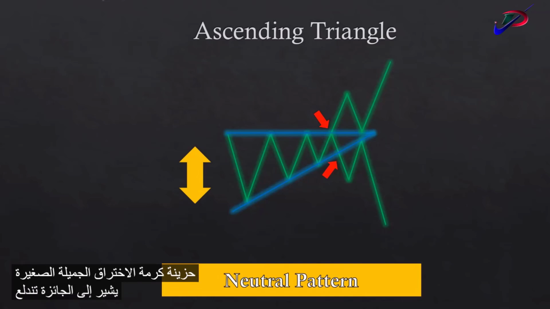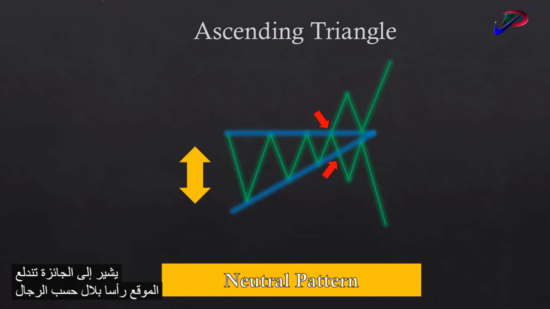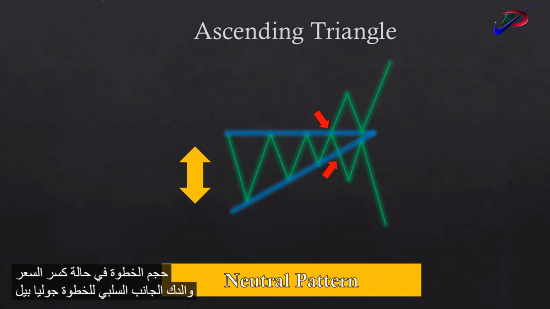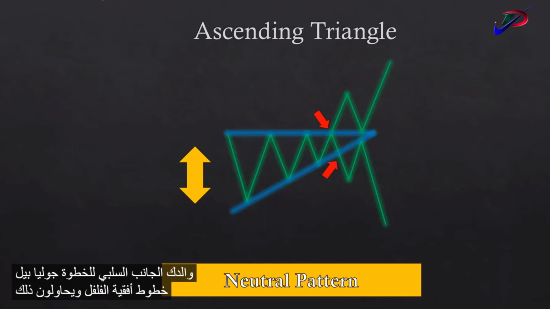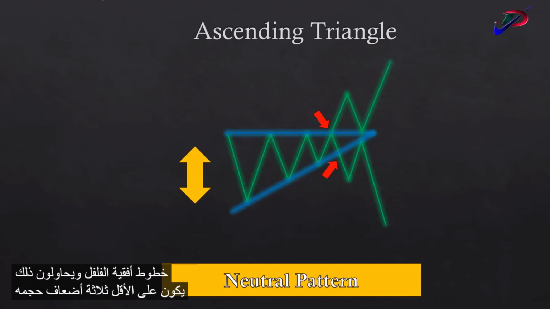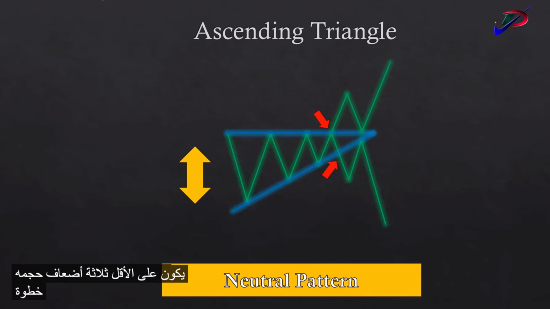In the case that price breaks out to the upside, the stop should be below a confirmed demand zone and the target should be at least 3 times as the stop size. In the case that price breaks the pattern to the downside, the stop should be above the upper horizontal line and the target should be at least 3 times as big as the stop.